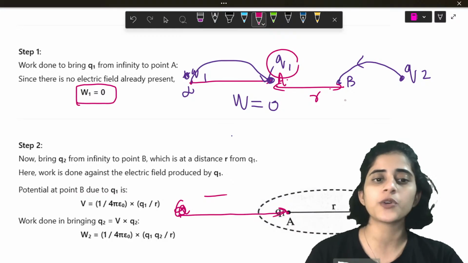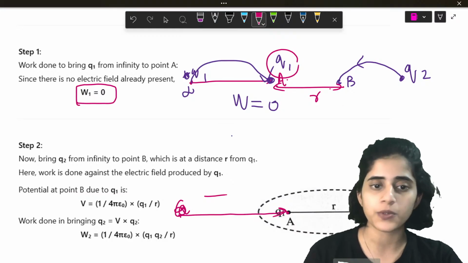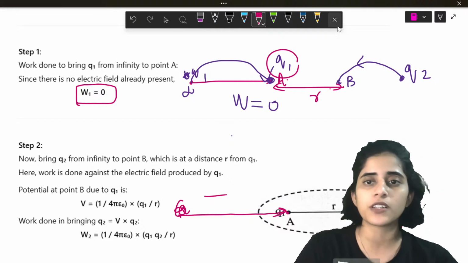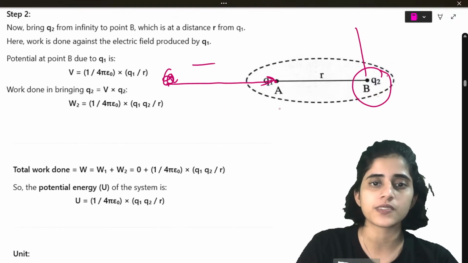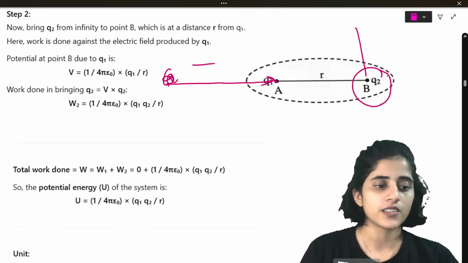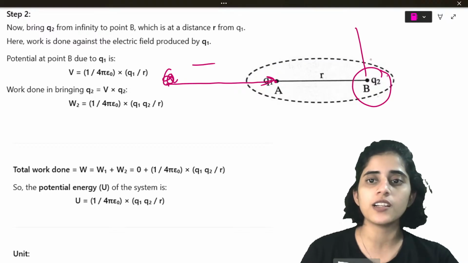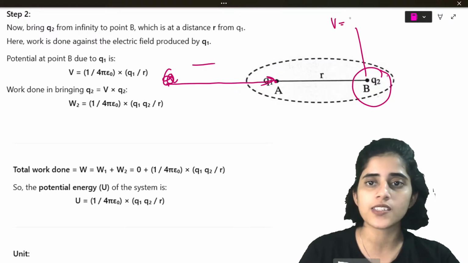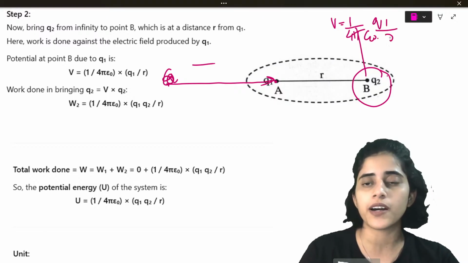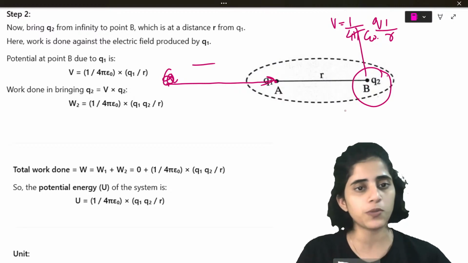Now, potential due to point B. Potential here will be what? What is the formula for potential? You might not see this part, no? Now can you see? Yeah. So potential V is equal to 1 by 4 pi epsilon naught Q1 by R. This is the potential due to Q1.